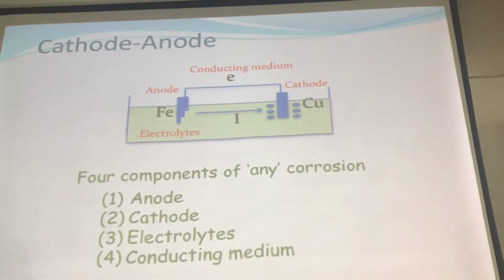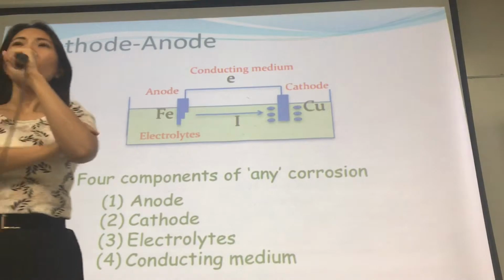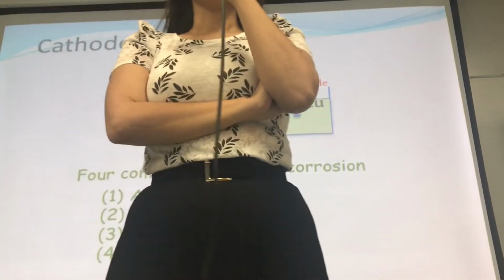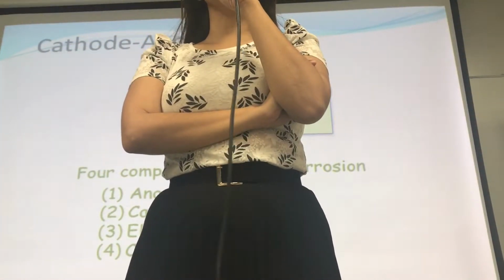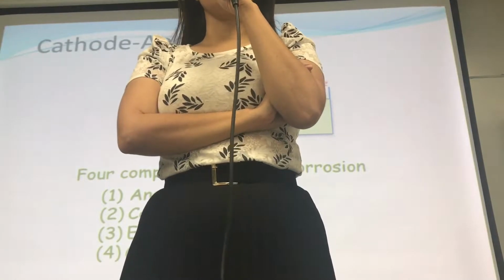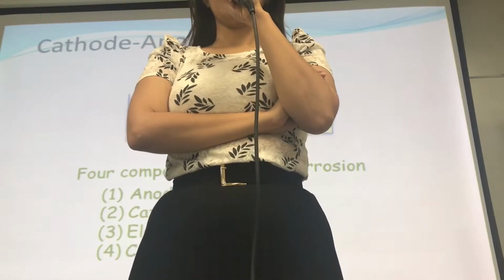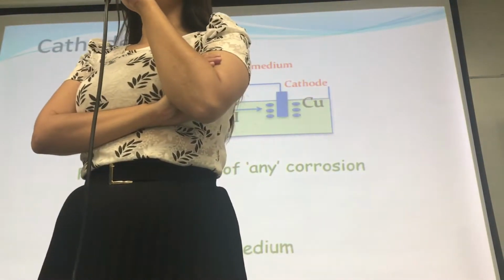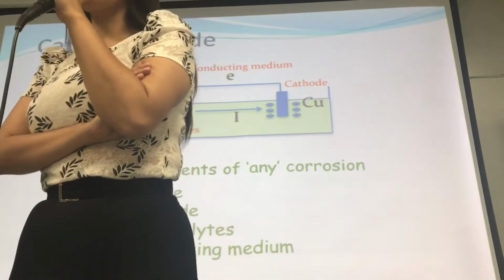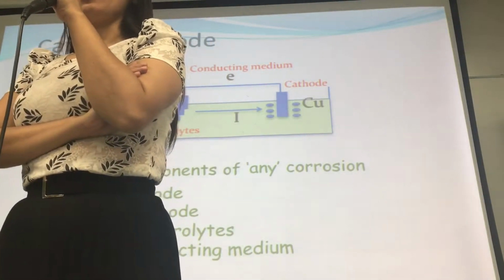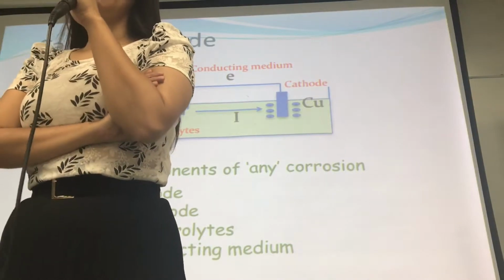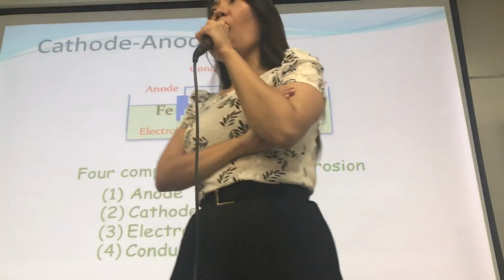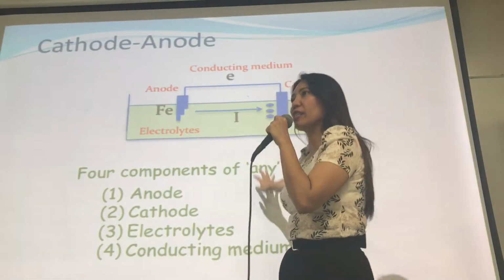Look up. Corrosion will occur when 4 conditions are satisfied. If one of the conditions is not satisfied, corrosion would not occur. So it would occur when these 4 conditions are satisfied.